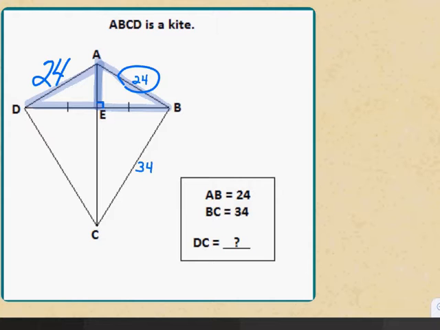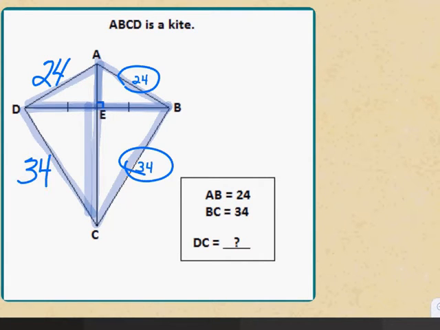And the same is true about the two triangles at the bottom. Triangle BEC is a right triangle, and triangle DEC is a congruent right triangle, congruent to triangle BEC. So therefore, if the hypotenuse for one of those two triangles is 34, the hypotenuse for the other one has to be 34.